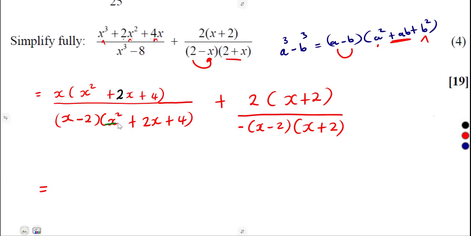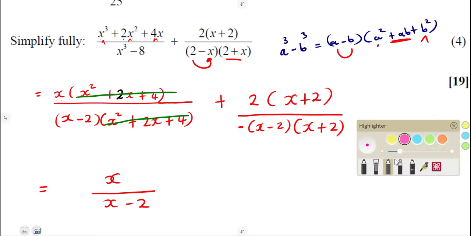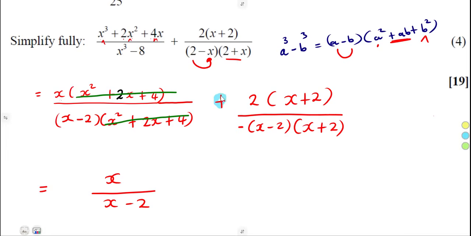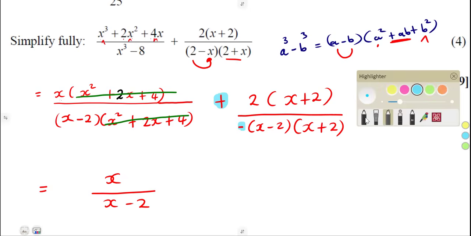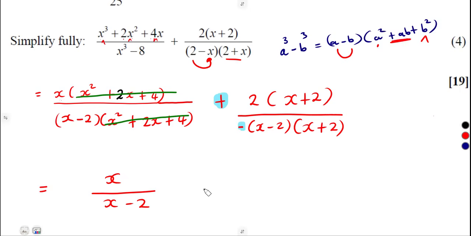So here there is x squared plus 2x plus 4 and x squared plus 2x plus 4. They can cancel, so it was going to give us x over x minus 2. Here we factored a minus, remember. So there are two signs outside of the brackets, a plus and a minus. Which one is going to dominate? Plus and minus is a minus. So at the end, we're going to have a minus here.